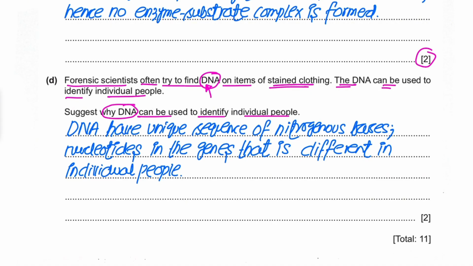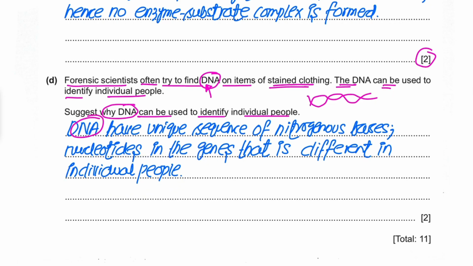If I talk about you or me, both of us have DNA, but in the DNA the sequence of nitrogenous bases would be specific to you and to me. So if we compare them, we would for sure have some differences. So for 2 marks we would say that the DNA in each individual person has a unique sequence of nitrogenous bases in their genes, and it would be different among individual people.